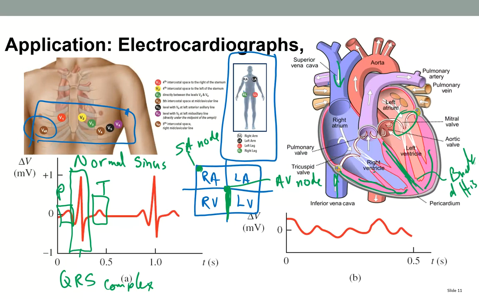This here? What's wrong? I think that is just supposed to be the right arm one. That's what I think. Oh, okay.